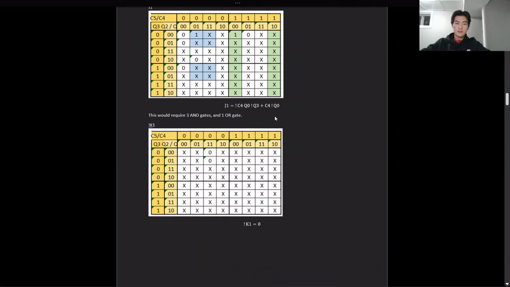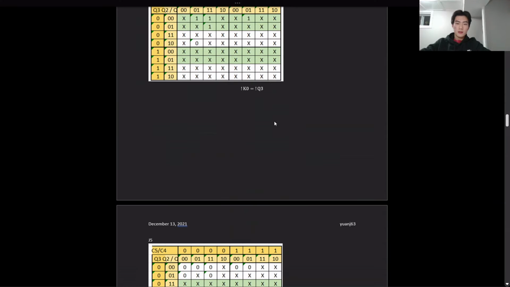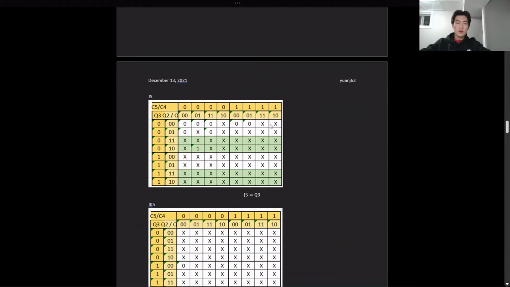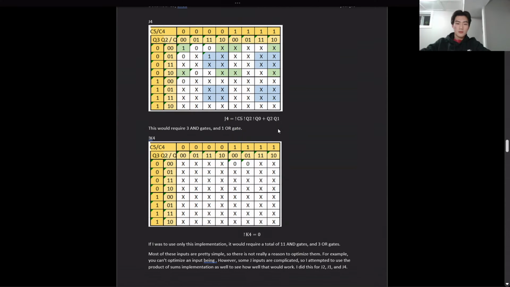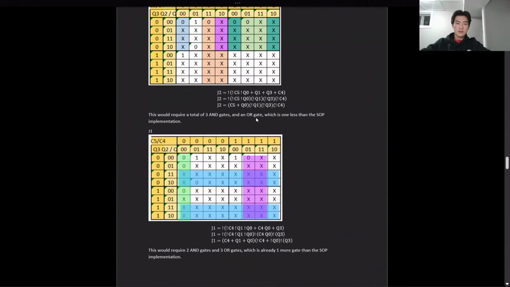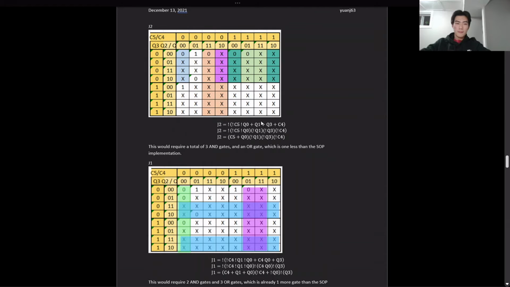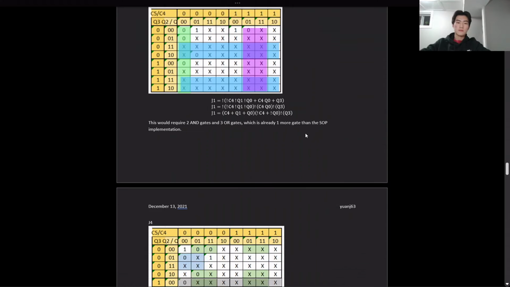So for those specific inputs, what I tried to do after was get a sum of products implementation as well to see if it would be shorter. Unfortunately, the only one that was shorter was the J2 input for the sum of products implementation. So for J2, I used this implementation instead of the product of sums.